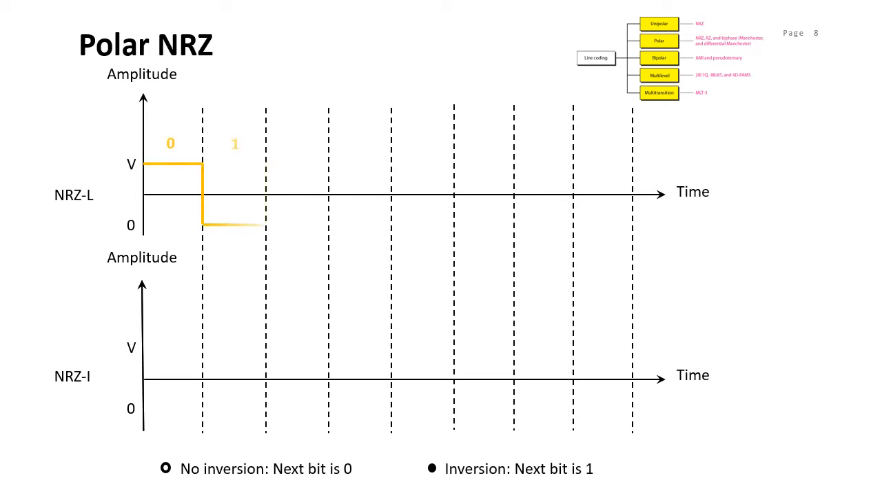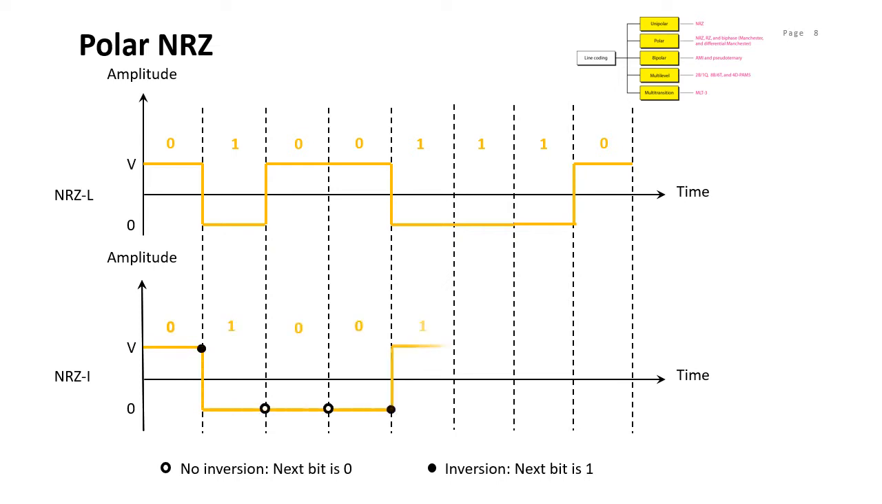Okay, let's recall what I said just now. In NRZ level, the level of the voltage determines the value of the bit, and it can be vice versa. If you know the value of the bit, then you would know the level of the voltage. And in non-return to zero invert, the inversion or the lack of inversion determines the value of the bit, as you can see here.